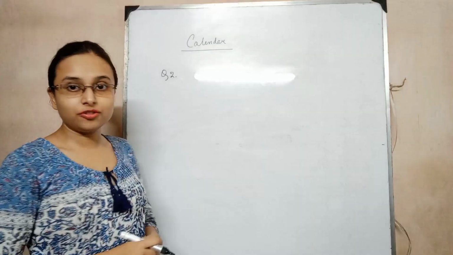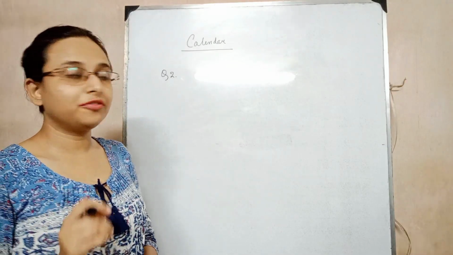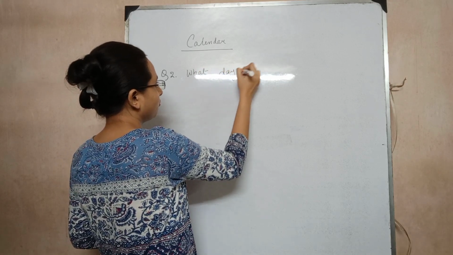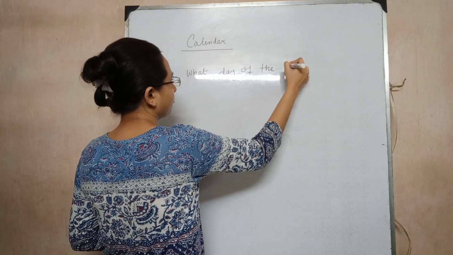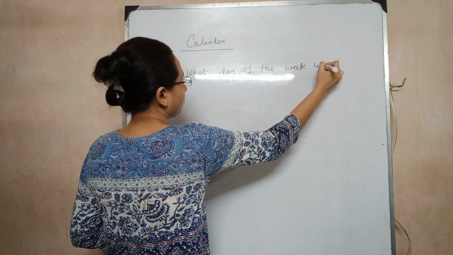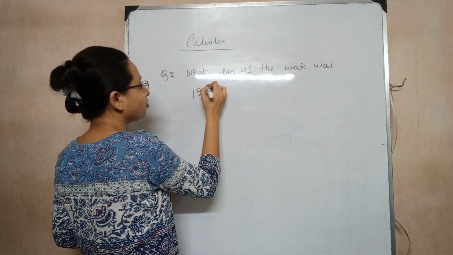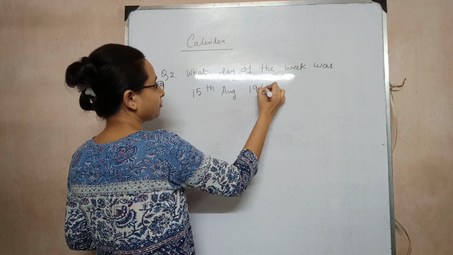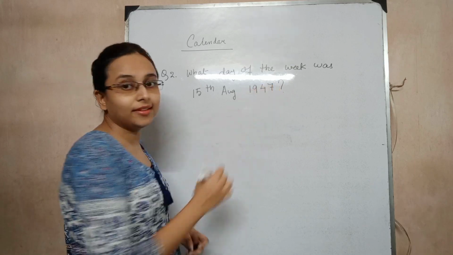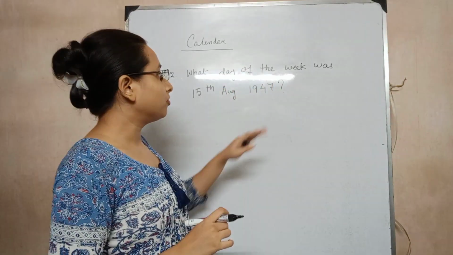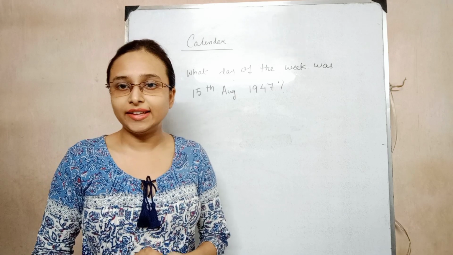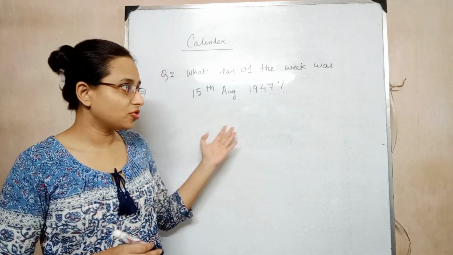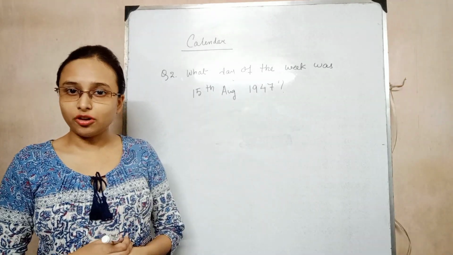I'm writing down the question for you all. What day of the week was 15th August 1947? This is the question. What day of the week was 15th August 1947? So you know 1947 was a very remarkable year. So the question has come from this. We will try to solve it.